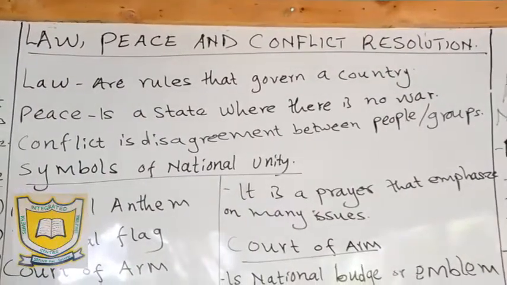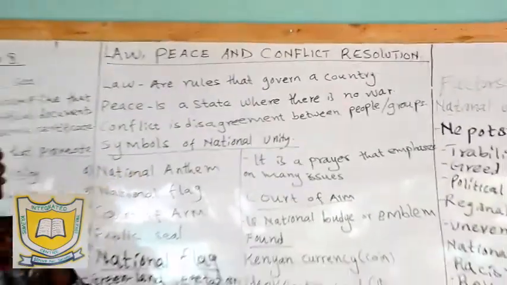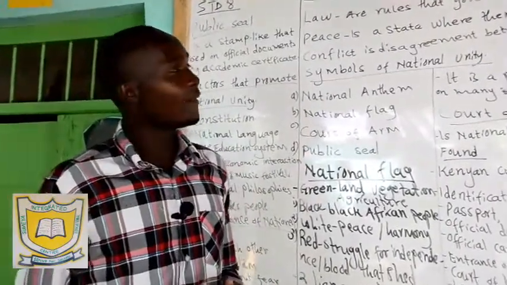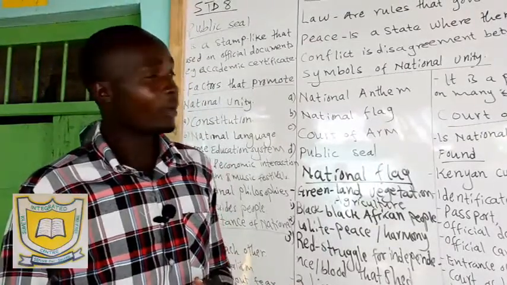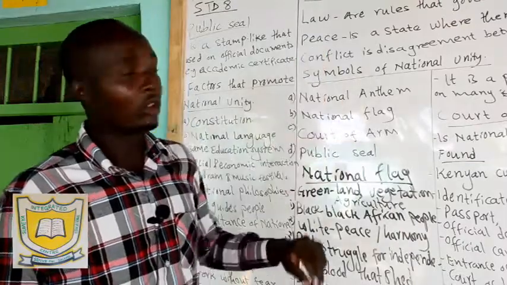Before that, last time we looked at types of democracy, and also the importance of democracy as a Republic of Kenya. We know very well we are a democratic republic. So we want to look at law, peace, and conflict resolution.